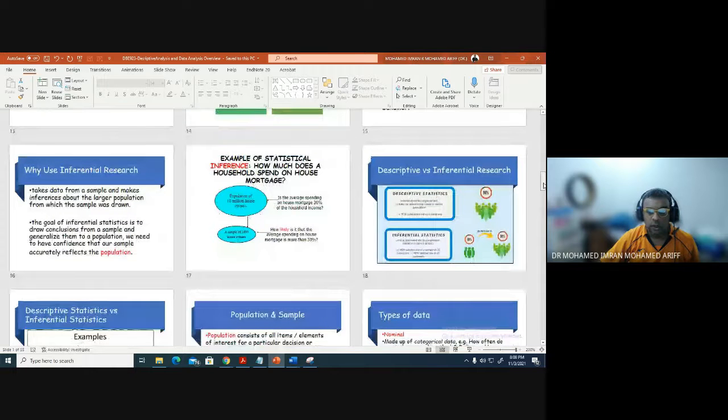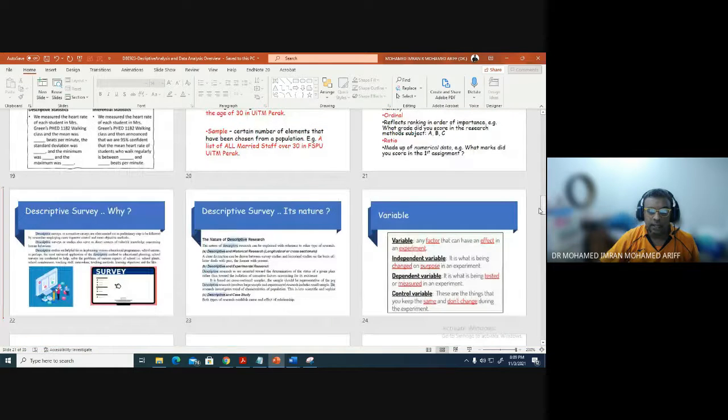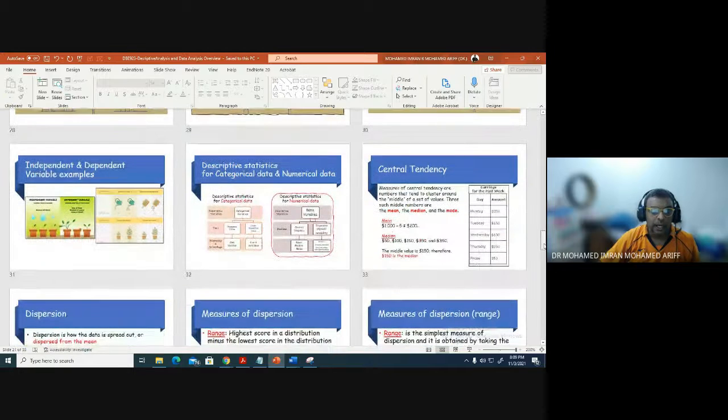All right. So we will go on and talk about inferential a little, and we will talk about some examples, and then we are going to talk about different descriptive examples. So when you talk about descriptive, you need to understand the population and sample, and you also need to understand your data. All right, types of data, classification of variables, categorical, continuous. And what are the steps or methods you can use to analyze your descriptive statistics.